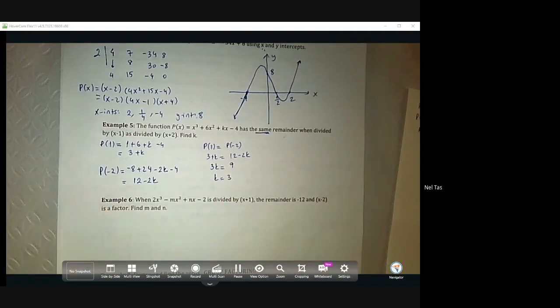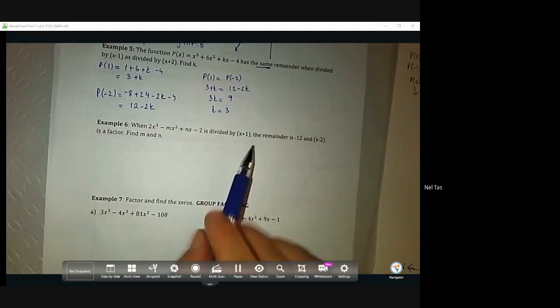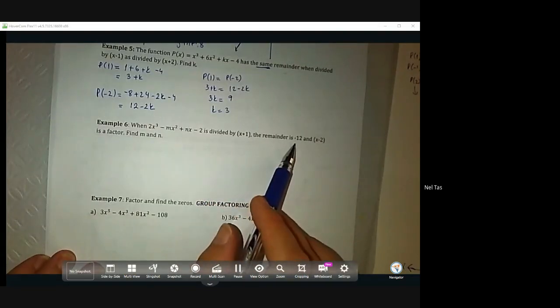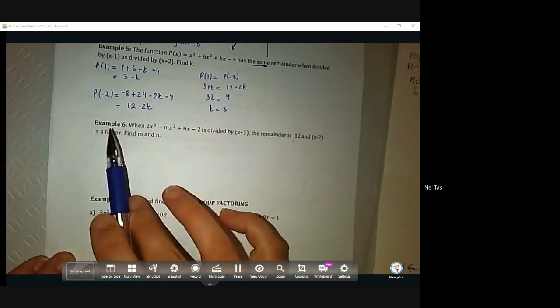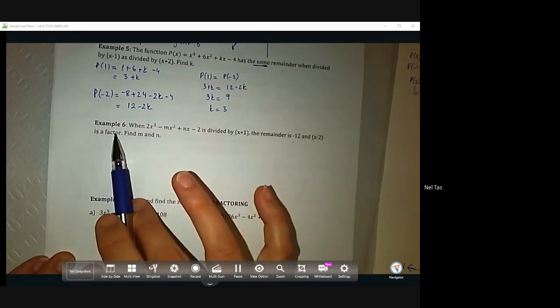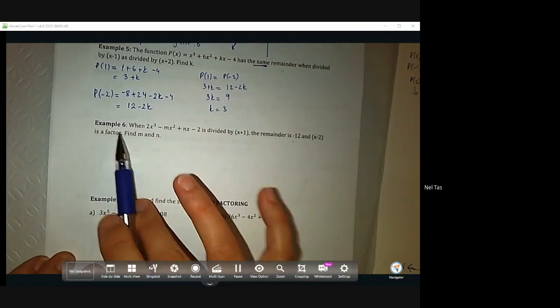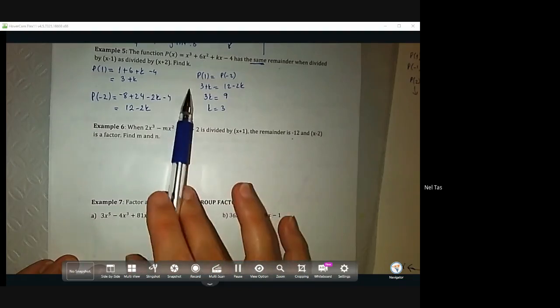Okay. Let's look at example 6. When 2x cubed minus m x squared plus n x minus 2 is divided by x plus 1, the remainder is negative 12. When it is divided by x minus 2, x minus 2 is a factor, so the remainder is 0. Find m and n. This time there is not only one unknown, but two unknowns in this polynomial. So let's start.